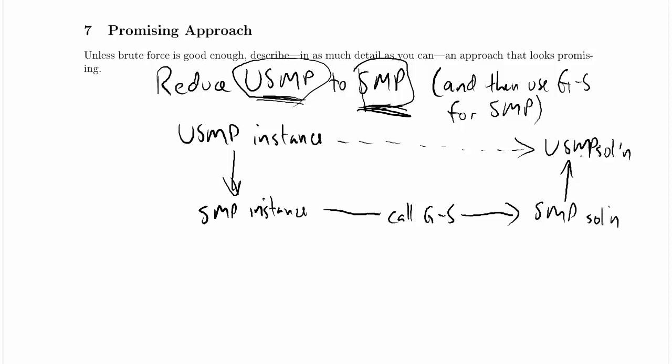That kind of means I need to focus on two things. I need to focus on how to take a USMP instance and turn it into an SMP instance, and how to take an SMP solution and turn it into a USMP solution. And I'm going to start with the left-hand one. Given a USMP instance, how do I turn it into an SMP instance? And of course, if we're not sure how to proceed, how will we start?